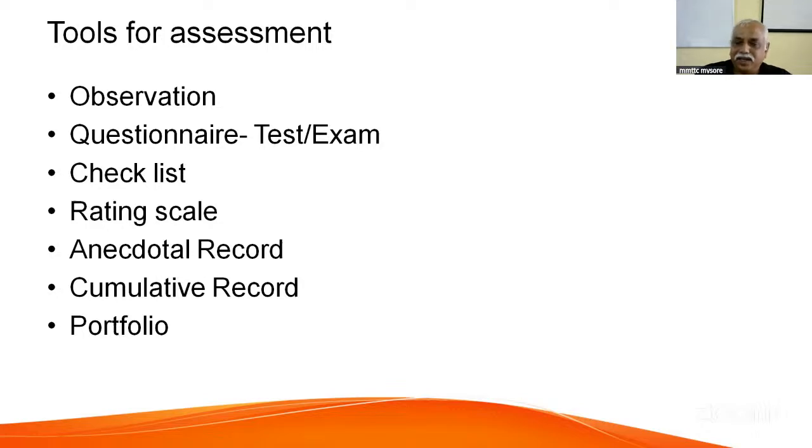For doing that, you are going to use only a checklist. Then the rating scale: if the students are performing the same things and you want to rate them 1, 2, 3, 4, 5 in ascending or descending order, then you are going to use a rating scale. Then if you want to record an individual's extraordinary or exceptional performances, we write that on a plain paper and put it into his records. That we call an anecdotal record.